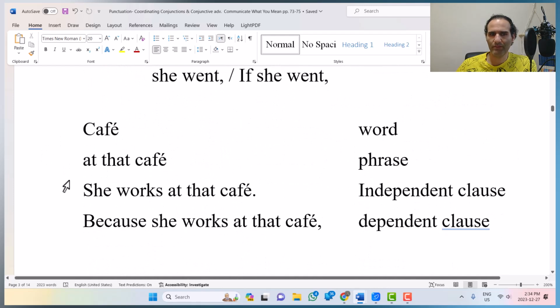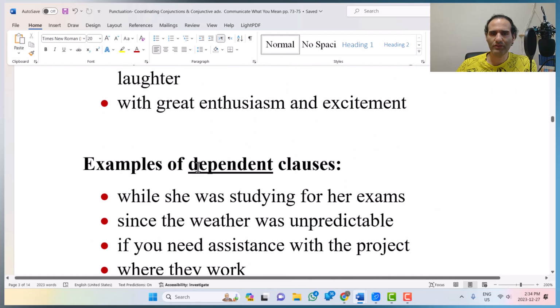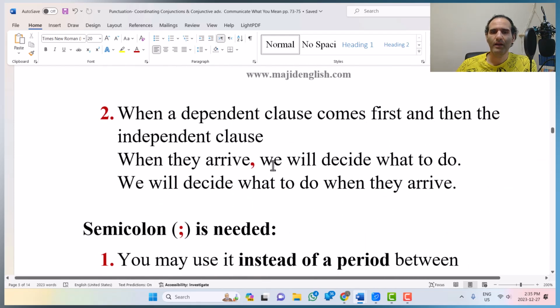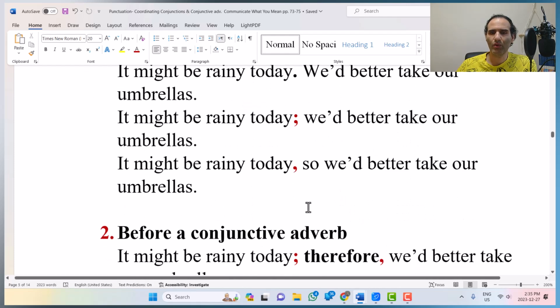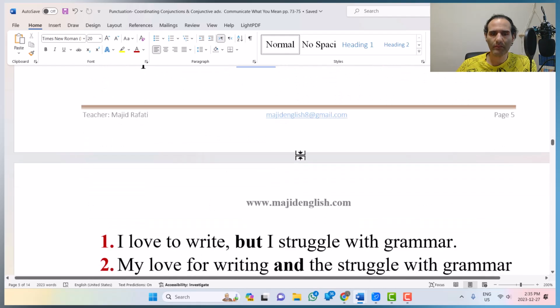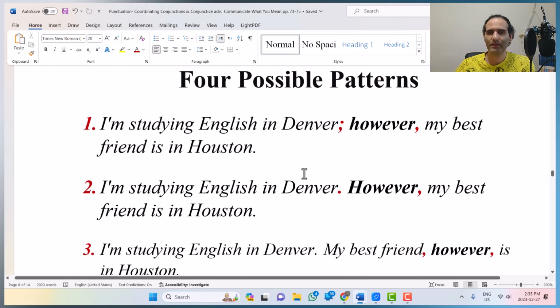This beautiful frame: a phrase, independent clause, a dependent clause. Examples of phrases I talked to you about, examples of dependent clauses I talked to you about. A comma is needed when two independent clauses are connected by a fanboy. A comma is needed when the dependent clause first comes and then the independent clause comes. However, in the case of semicolon, a semicolon is used instead of a period, or it's used before a conjunctive adverb followed by a comma. Here we had some exercises, we took care of them, and I told you that the sentences there were beautiful. Please transfer them into your vocabulary notebook, the beautiful chunks.